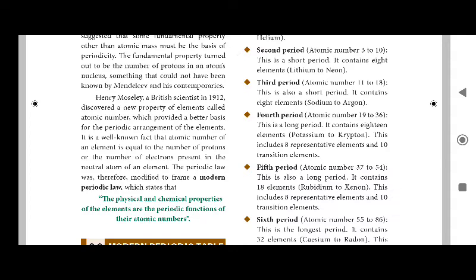Fourth period, atomic numbers 19 to 36. This is called a long period and contains 18 elements from potassium to krypton. This includes 8 representative elements and 10 transition elements. I will teach you about representative and transition elements when we come to the periodic table: p block elements, s block elements, d block elements. The p block elements are called representative and the transition elements are called d block elements.